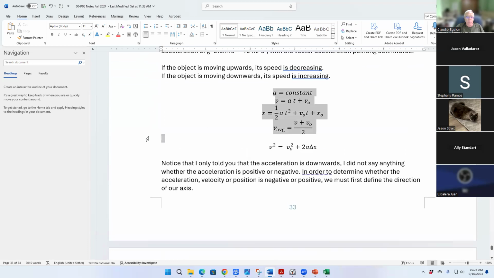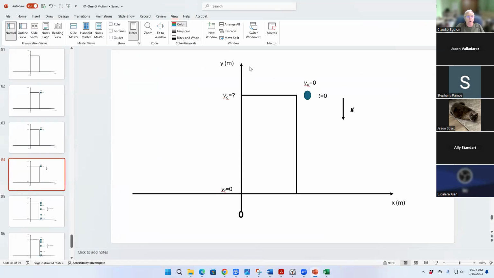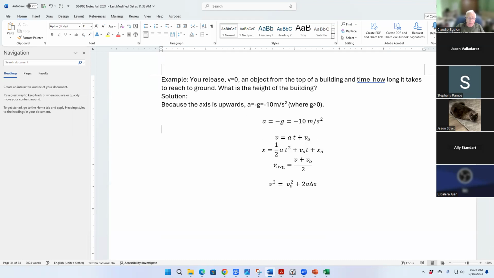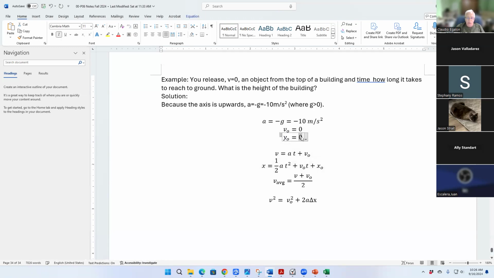And now we have our equations of motion. A is going to be equal to minus g. It's minus g because I chose an upward axis here, which is minus 10 meters per second square. Remember that I'm releasing my object from rest. Consequently, v naught is going to be 0. My initial height is unknown. y naught is question mark.